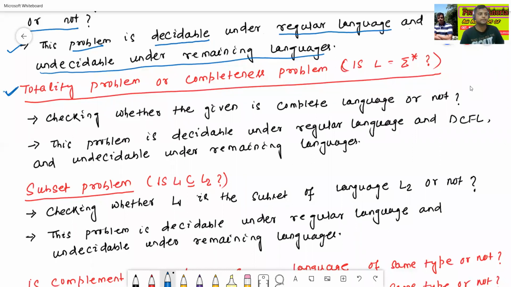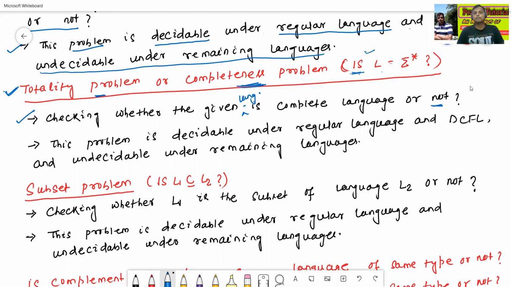The next undecidability problem is called the totality problem, or we can say the completeness problem. In short, we can write it like this: is L equals sigma star or not? The totality problem or completeness problem means checking whether the given language is a complete language or not. This is called the totality problem or completeness problem.